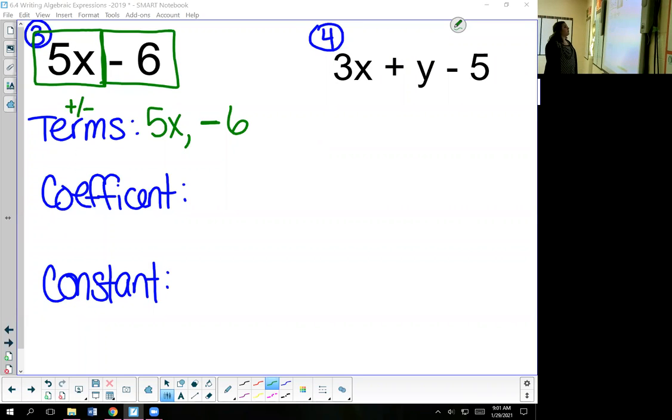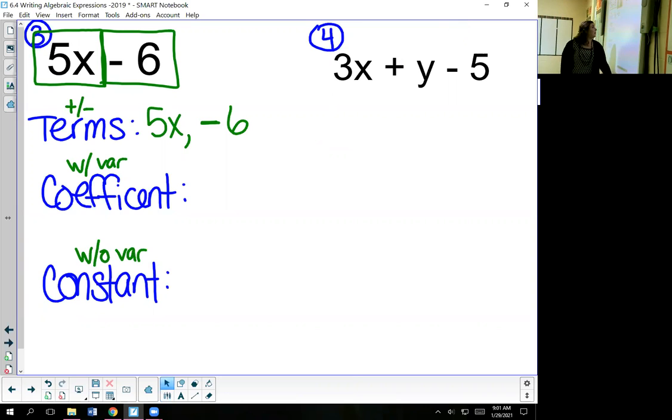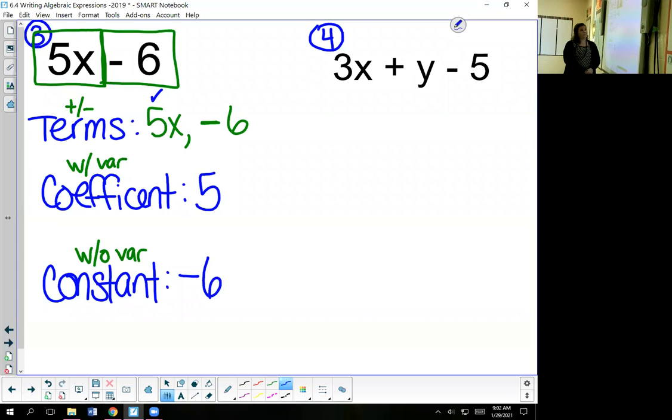Correct, Sophia. Okay, now, coefficients are with the variable. This one is without a variable. Okay, do I have a letter? Yeah. So I have a 5 and a -6. 5 is with a variable, so 5 is your coefficient. Is -6 with a variable? Nope. So -6 is a constant. That's how easy it is.